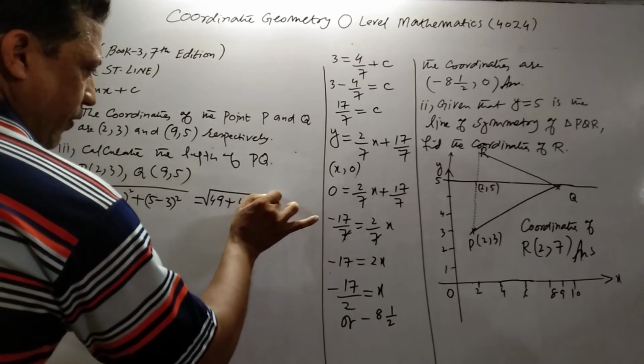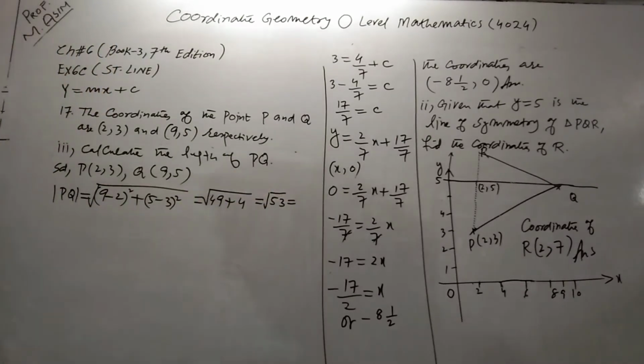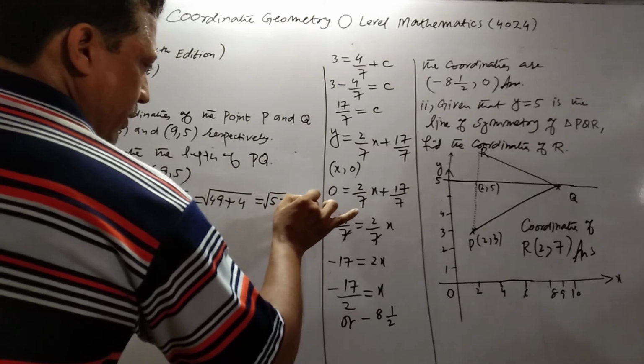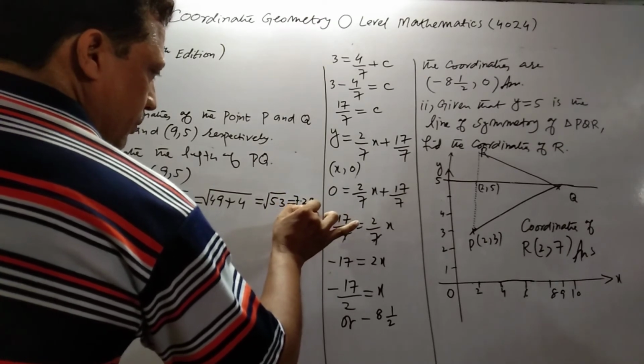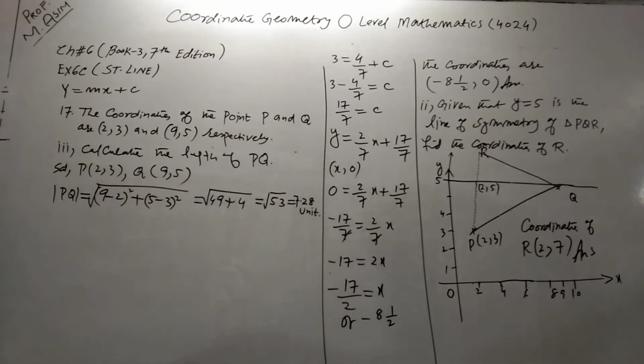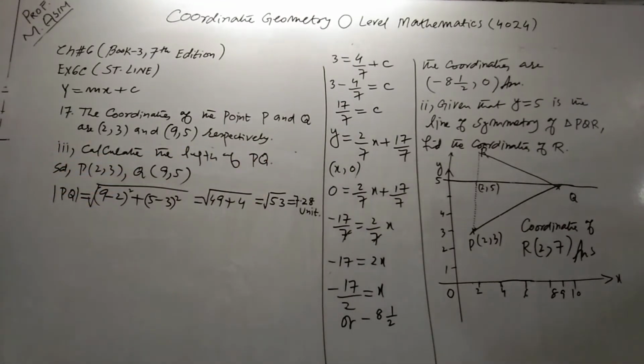49 plus 4 is 53, and the square root of 53 is 7.28 unit. So the length of PQ is 7.28 unit. See part number 4. What is part number 4?